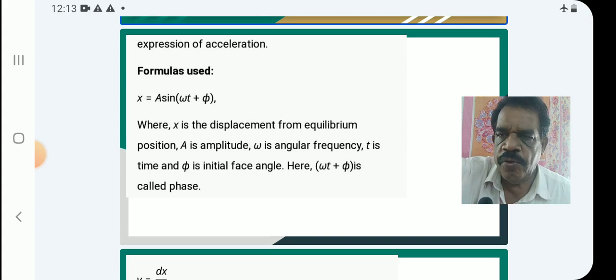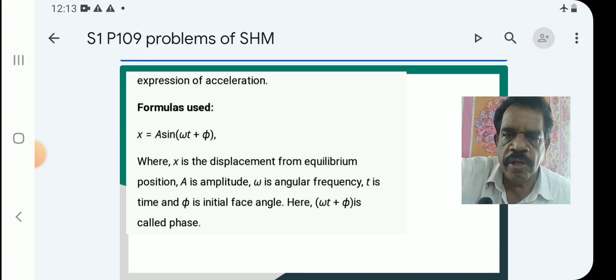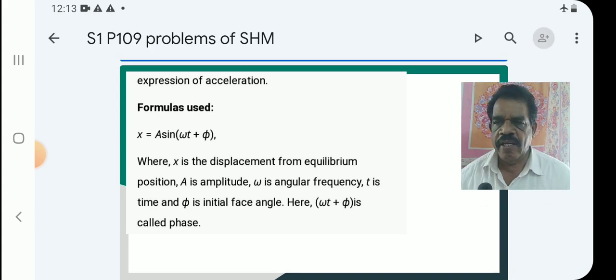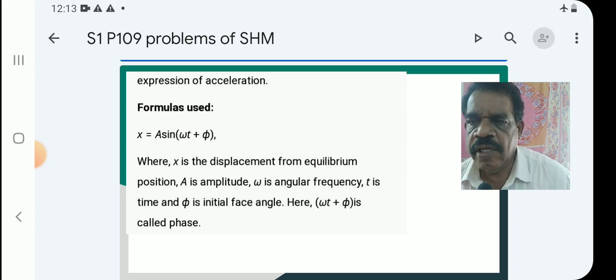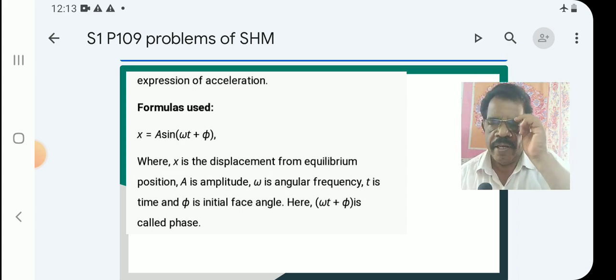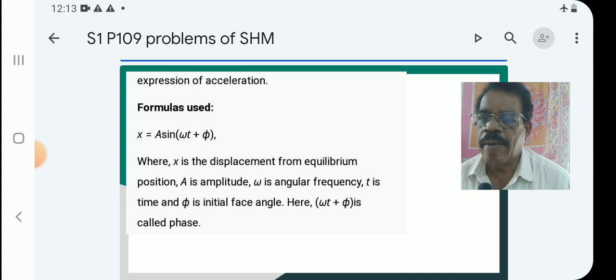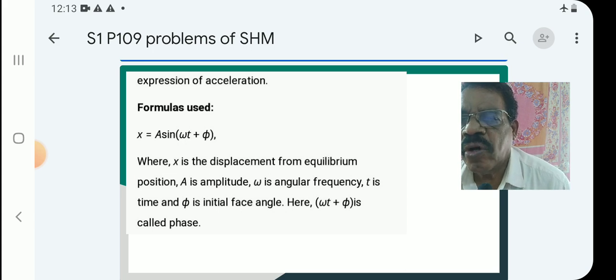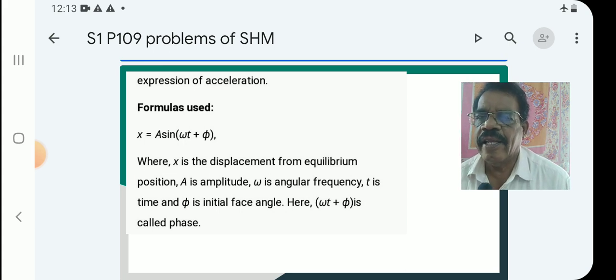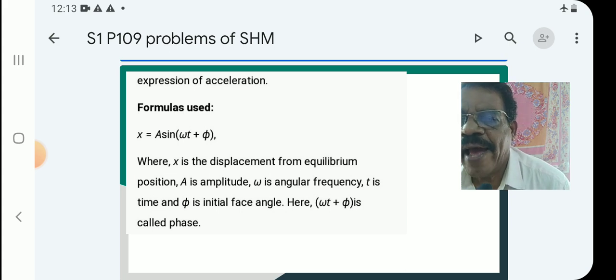So when we do problems in simple harmonic motion, we can explain once again the velocity and acceleration of SHM. In the previous class, we have explained velocity and acceleration, and there may be some points we want to make more clear. So again, the velocity and acceleration are explained.